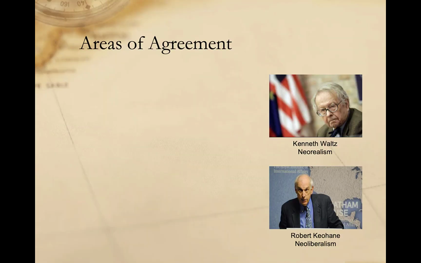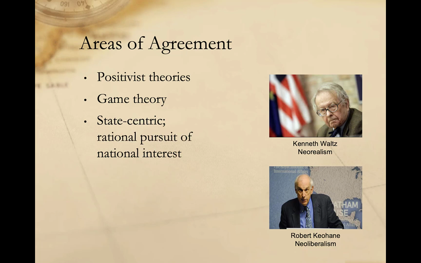Let's start with some basic areas of agreement. Both neorealism and neoliberalism conceive of themselves as positivist theories of international relations. They both believe that the international system is governed by certain objective laws that can be discovered through systematic analysis. They both also make use of insights from game theory to understand the dynamics of state behavior. They're both state-centric theories, believing that the state is the most important actor in global politics and that the state behaves in a rational manner in pursuit of the national interest.